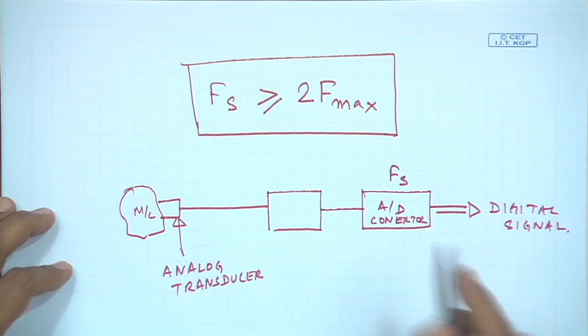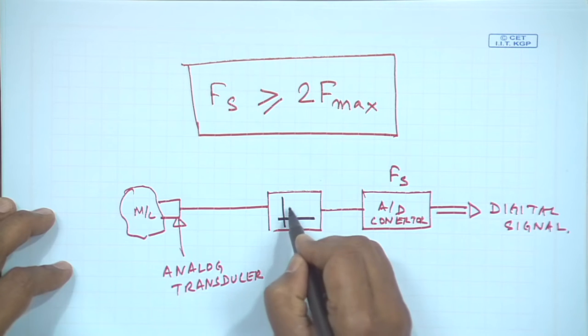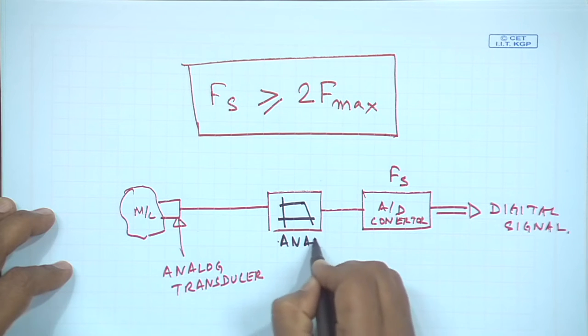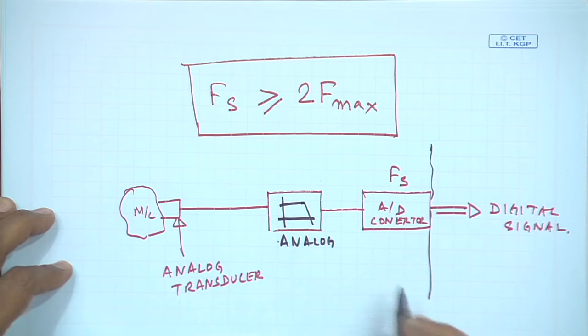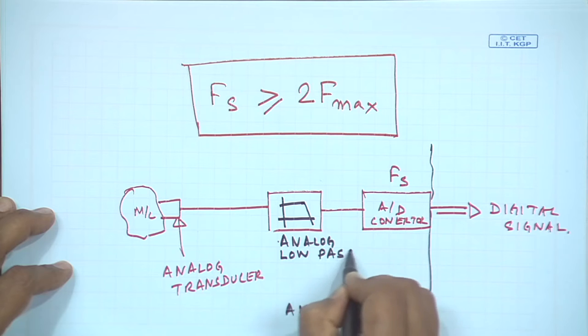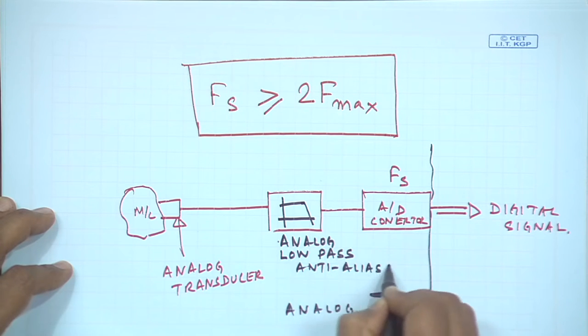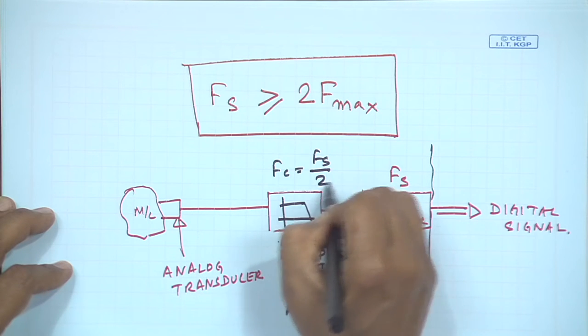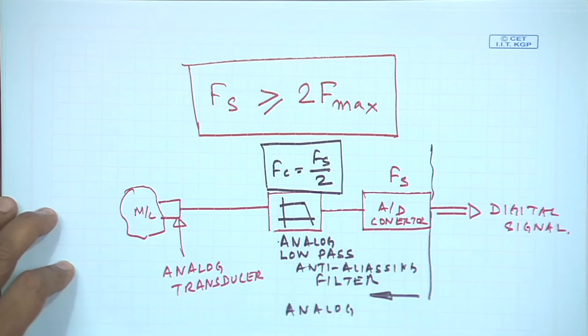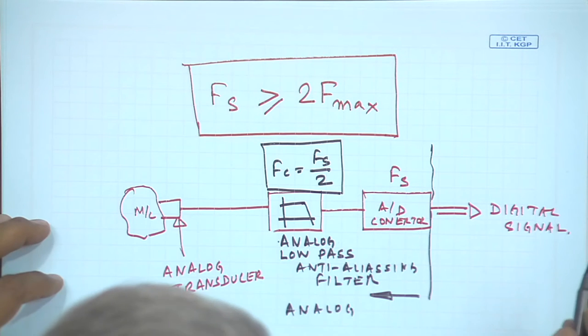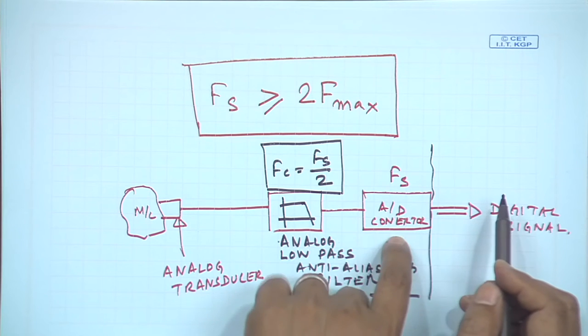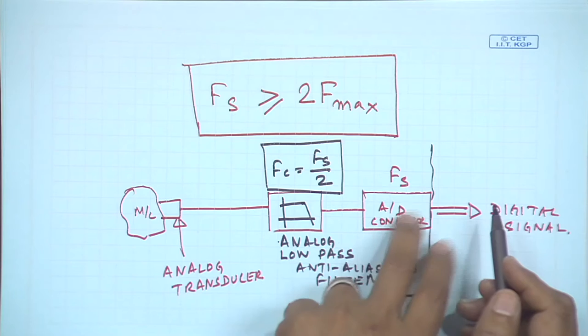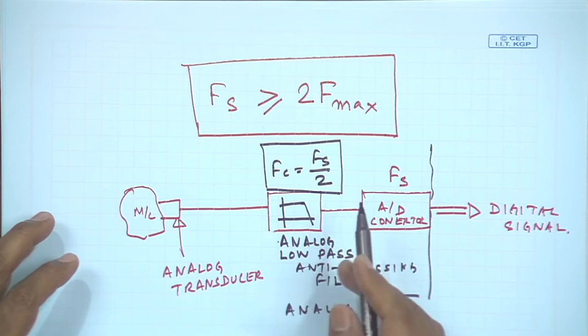To prevent aliasing, what we could do is, because this side is digital and this side is analog, I could put an analog low pass anti aliasing filter whose cutoff frequency FC is nothing but FS by 2. So no matter what your Fmax is, it is never going to sample a frequency beyond FS by 2, beyond which aliasing will occur. I have clipped it, so nothing beyond FS by 2 is actually allowed to come in.